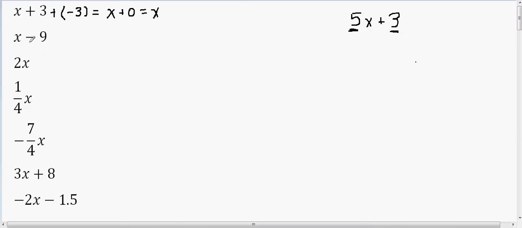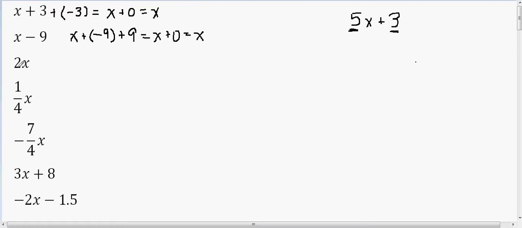Next, we have x minus 9. We can first rewrite this expression as x plus minus 9. To get x by itself in this expression, we can add the additive inverse of minus 9, which is 9. 9 plus minus 9 is 0, so we get x plus 0, which gives us x.